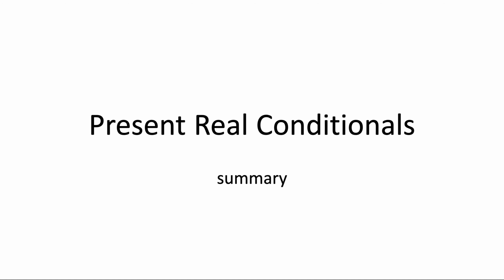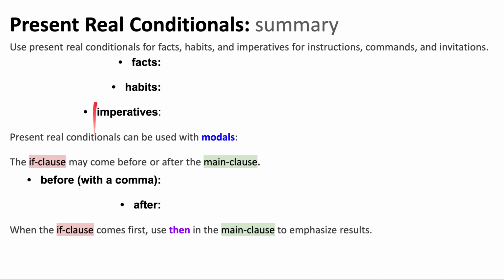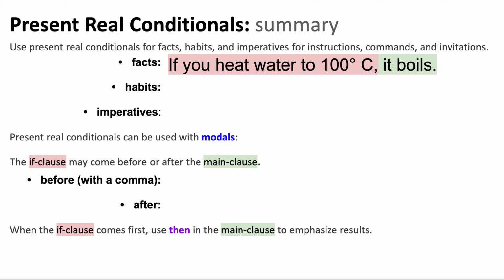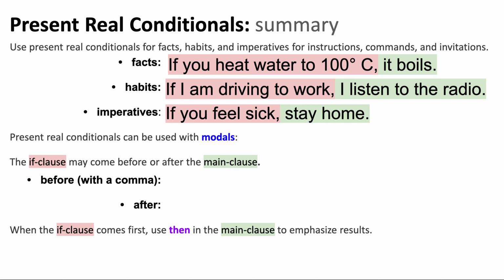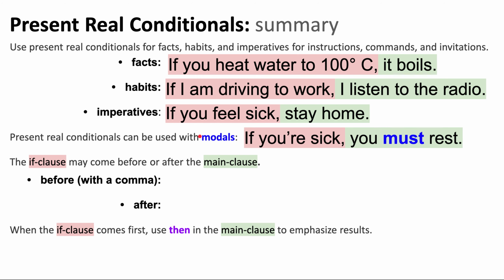Now let's do a quick summary. We use present real conditionals for facts, habits, and with imperatives for instructions, commands, and invitations. For example, for facts, if you heat water to 100 degrees Celsius, it boils. For habits, if I am driving to work, I listen to the radio. And with imperatives, if you feel sick, stay home. Present real conditionals can also be used with modals. For example, if you're sick, you must rest.